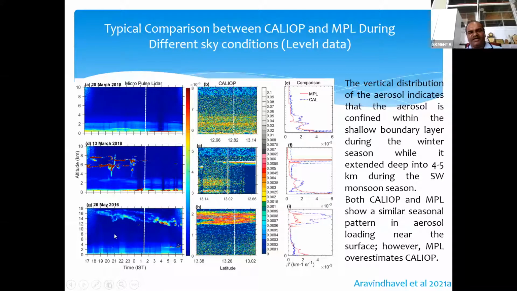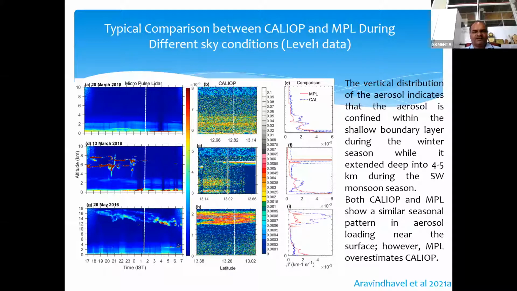There were some studies showing that during cirrus cloud observation, the comparison of the aerosol profiles is not like the clear sky profile. We do not confirm what could be the reason, but there is a larger deviation when we operate the lidar in the presence of cirrus cloud and compare the aerosol profile. So the difference between Calypso and the observation from MPL is larger compared to the clear sky. That's what we have observed.